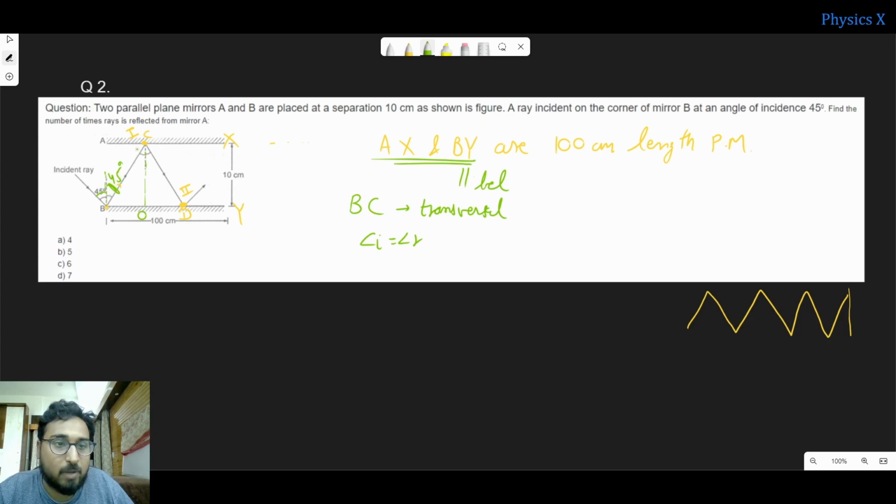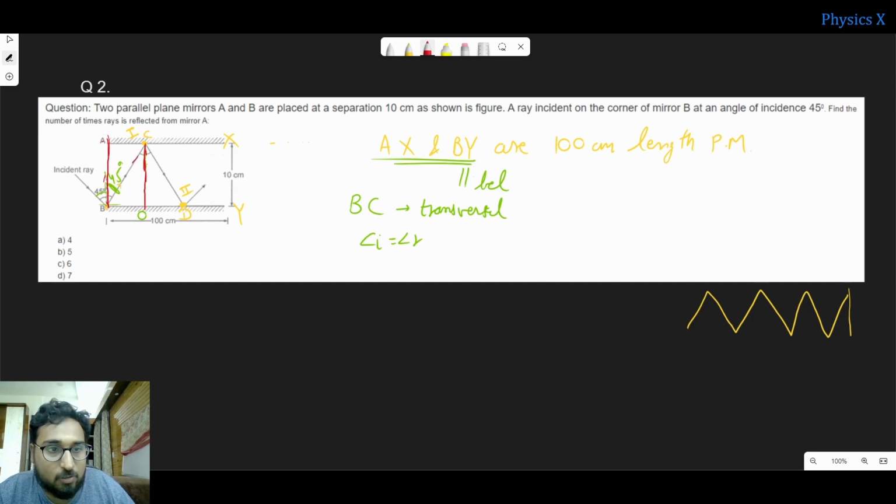Why is it a transversal? Because BY and AX are parallel lines, right? And also this normal, let me mark it clearly. This is your normal, this red color, it is your normal. And this is also a normal. This one is also a normal.